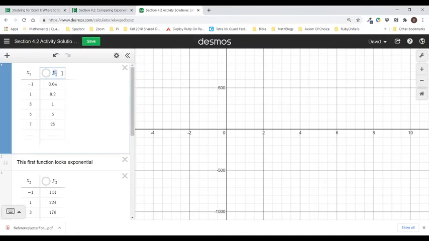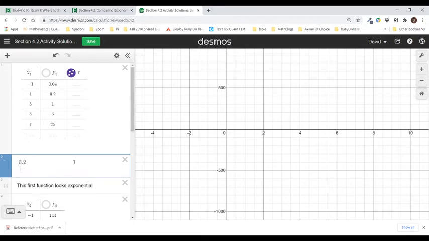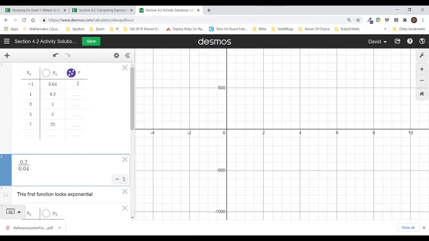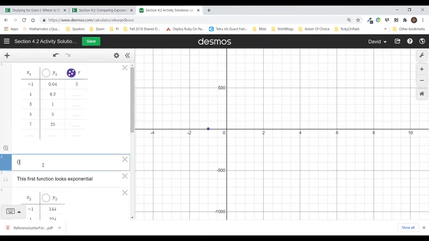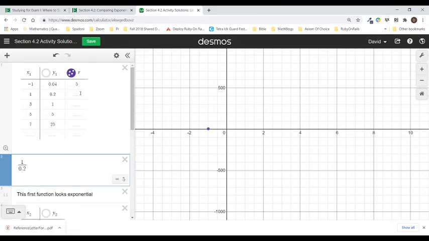In order to see if this is exponential, what we need to know is that if I take each number and divide by the previous number, do I get the same answer each time? So what I'm going to do is add an extra column. I'm going to call this extra column R, because I just want to take each one and divide by the previous one. I'm going to use the next line as a little calculator just so I can do this. I know I want this to be 0.2 divided by 0.04, and you can see that's 5. The next calculation I want to make is 1 divided by 0.2, and sure enough that's also 5.